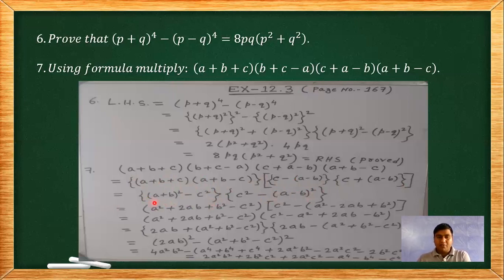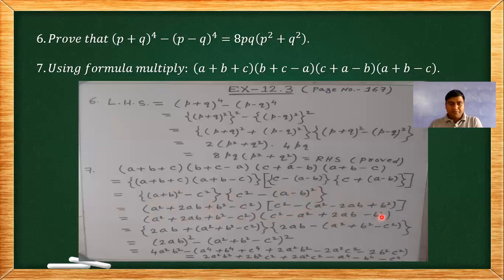So now using the formula, (a plus b) whole square is a square plus 2ab plus b square, minus c square. In c square minus (a minus b) whole square, (a minus b) whole square is a square minus 2ab plus b square. So this is a square plus 2ab plus b square minus c square, and minus is opened, c square minus a square plus 2ab minus b square.